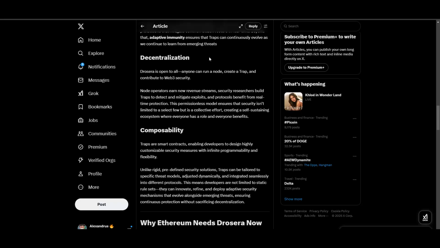Then you have decentralization. It is open to all. Anyone can run a node, create a trap, and contribute to Web3 security. So the wide availability is also great when it comes to that, right?